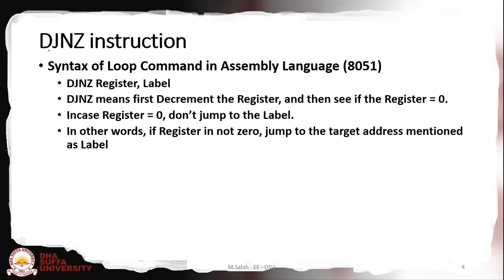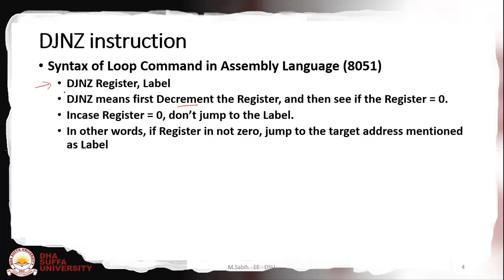The first instruction is DJNZ. DJNZ means decrement the register, and then see if the register is equal to 0. If the register is equal to 0, don't jump to the label. In other words, if the register is not 0, jump to the target address mentioned as the label.